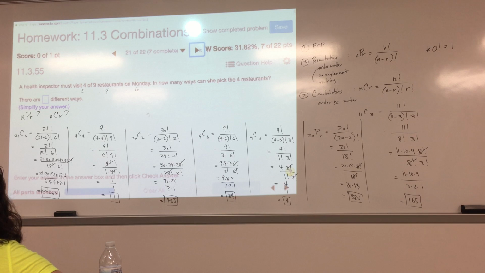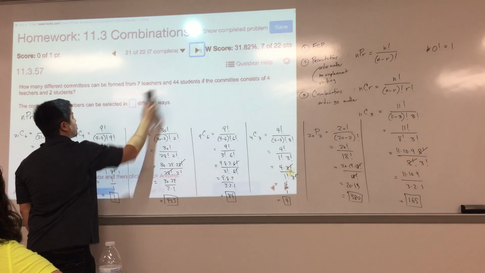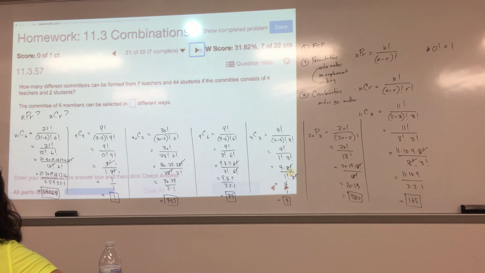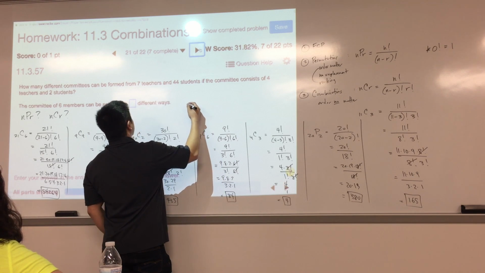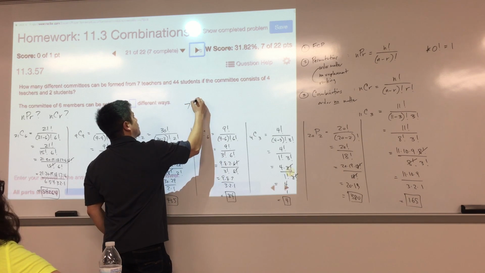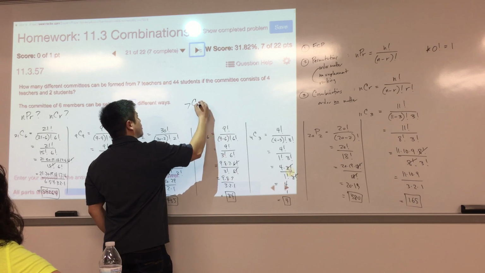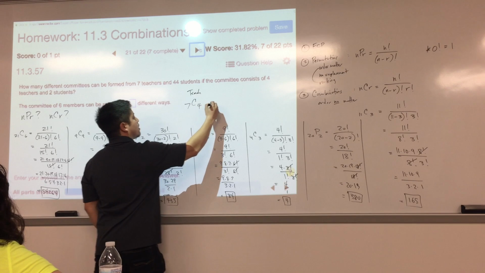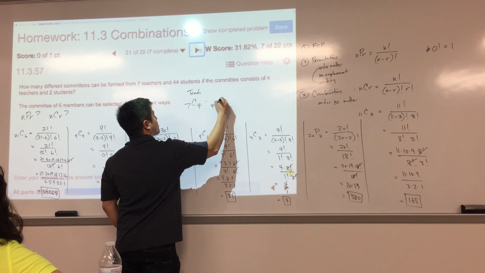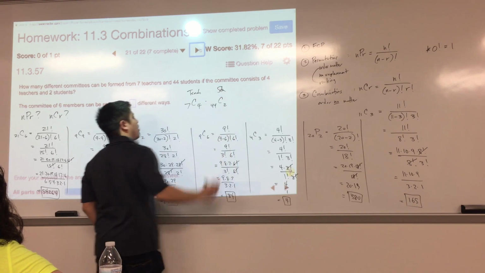Here's another one, same one, not doing it. Okay, let's make this one your last one and we'll make 22 whatever your bonus, okay? So how many different committees can be formed from 7 teachers and 44 students if the committees consist of 4 teachers and 2 students? Let's do it. 7C4. You got it? So there's the teachers, right, everybody? And 44C2. And here's the students, right?